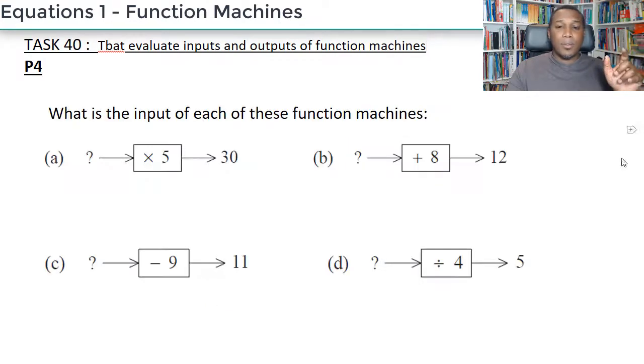Let's use some of those. Here are 4 questions for you to do. What was the input? What was the input? Off you go on these. What was the input? Pause, have a go. Make your function machine go backwards.